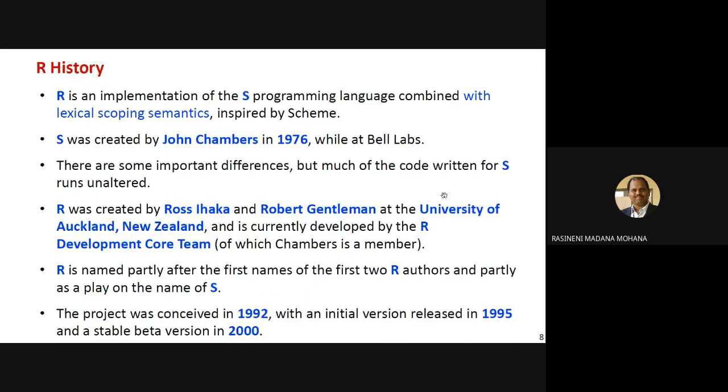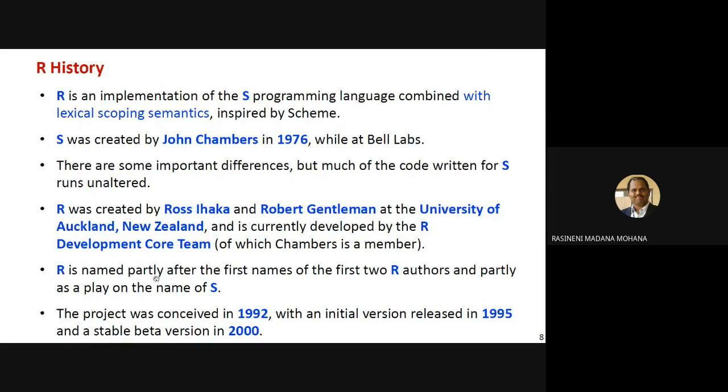Then coming to the brief history of R. R is an implementation of the S programming language combined with lexical scoping semantics inspired by Scheme. S was created by John Chambers in 1976 while at Bell Labs. There are some important differences, but much of the code written for S runs unaltered. R was created by two persons, namely Ross Ihaka and Robert Gentleman from the University of Auckland, New Zealand, and is currently developed by the R Development Core Team, of which Chambers is a member.